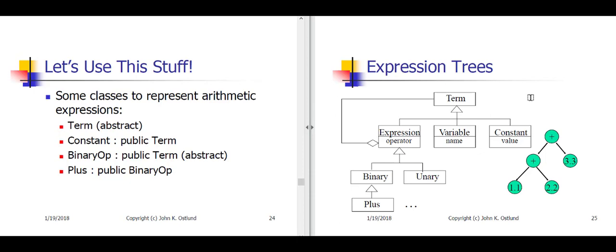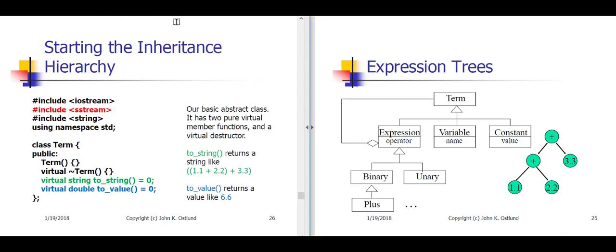So, in the diagram with these blue-green circles on the right, we have an expression tree representing the arithmetic expression 1.1 plus 2.2, that quantity plus 3.3. We want our code to be able to store these expressions and to be able to display the expressions in a human-readable form, and also to be able to compute the value of an expression. So let's take a look at the code for this, starting on slide 26.